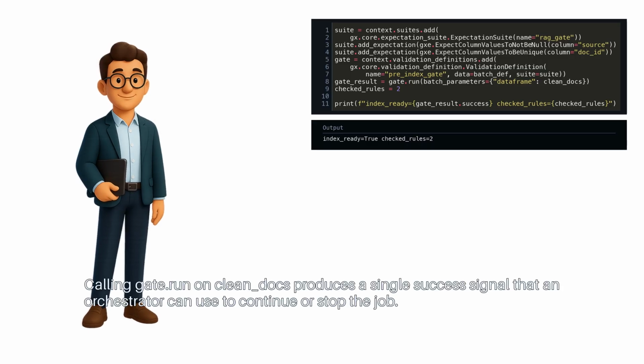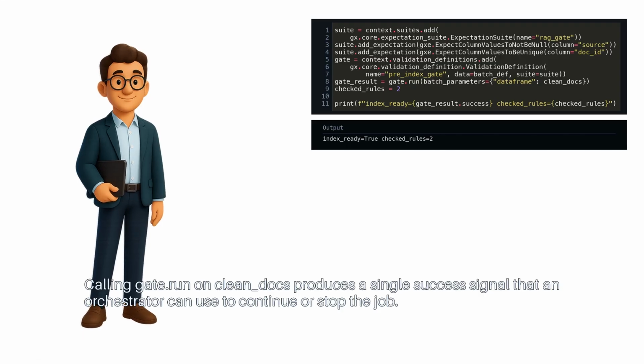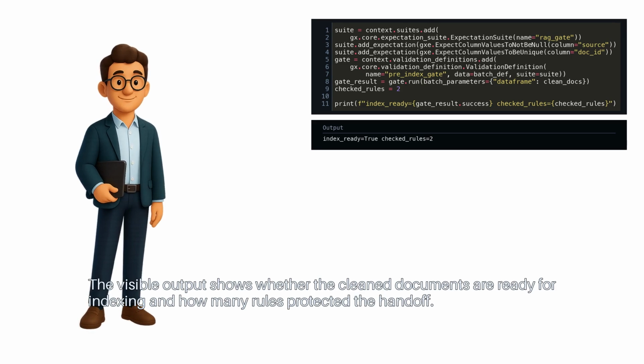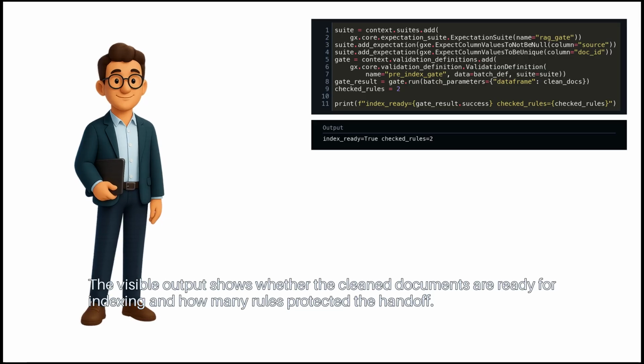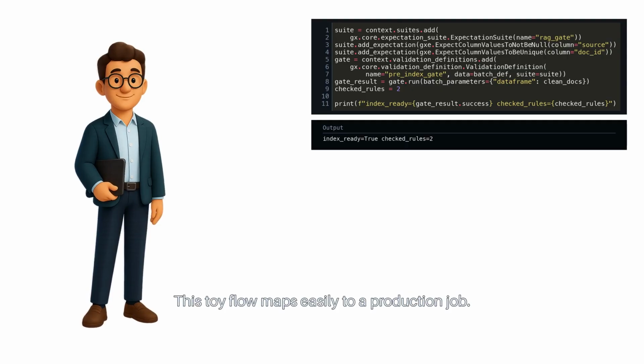The code creates an expectation suite, adds metadata and identity checks, then binds that suite to the batch definition with gx.core.ValidationDefinition. Calling gate.run on clean docs produces a single success signal that an orchestrator can use to continue or stop the job. The visible output shows whether the clean documents are ready for indexing and how many rules protected the handoff.